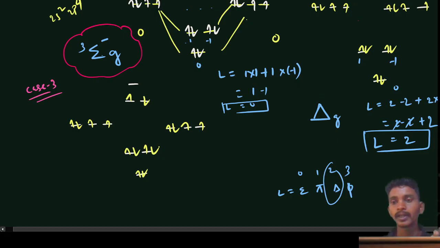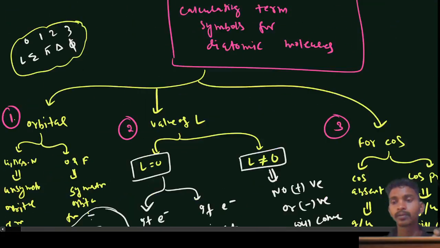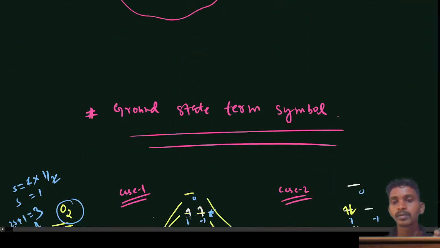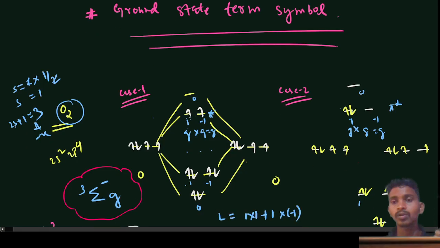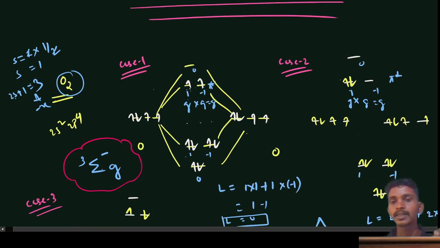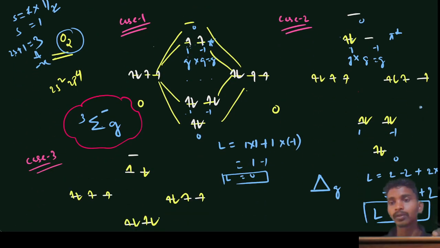Okay, so how many unpaired electrons are here? No unpaired electrons means that S is equal to 0, because this is plus half and minus half, which will cancel with each other. So S is equal to 0. If S is equal to 0, then 2S plus 1 gives 2 into 0 plus 1, that is 1. Okay, so this is the term symbol.